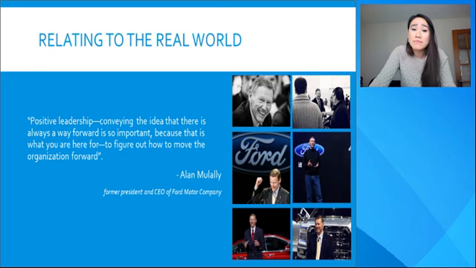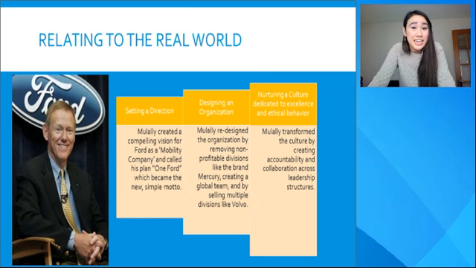And he was able to make such an impact due to his emotional intelligence, along with successfully mastering those 3 mentioned interdependent activities. So the first thing he did as CEO was set a direction for the company to move forward with. He named his plan One Ford, and it also became Ford's new motto. So after creating a direction, he then redesigned the organization by removing non-profitable divisions like Mercury and selling multiple divisions off like Volvo. He also created a global team to assist with global projects.